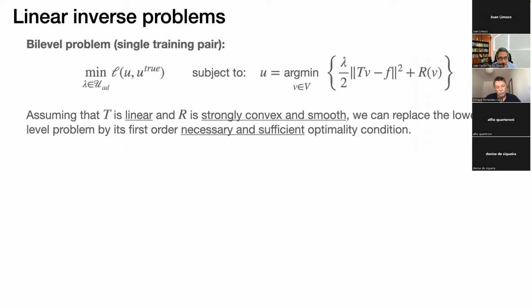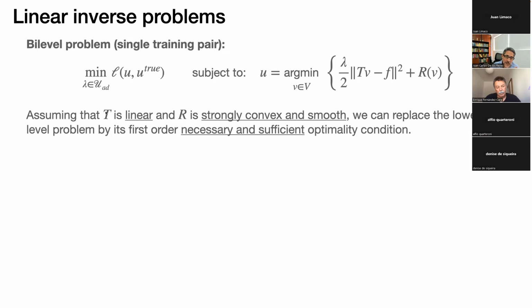So first, let me start with a simplified setting, which are the linear inverse problems. And let me consider, just for illustration, what happens with a single training pair. What you do here is you minimize with respect to the parameter, the hyperparameter lambda, and you match the solution with the ground truth solution, and you put a constraint. The constraint is a minimization problem again. And this minimization problem in this case is a quadratic term with a linear operator involved, and also this convex energy or convex regularization term.